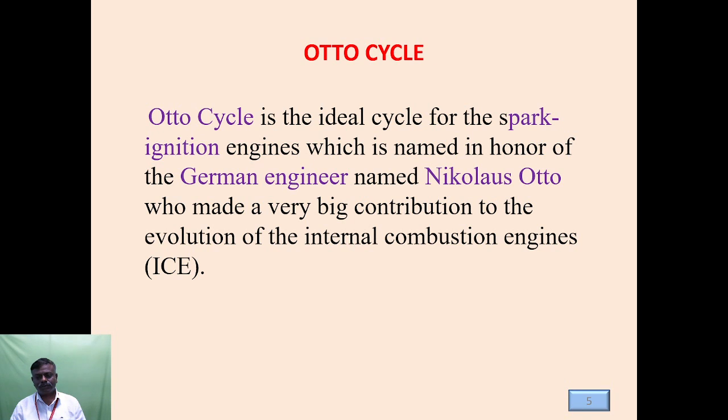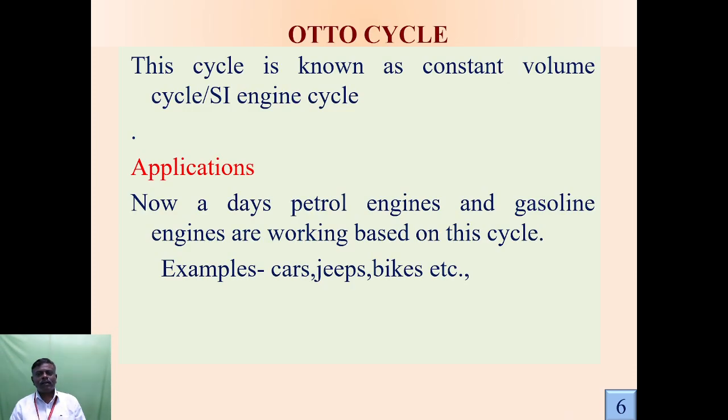Okay, Otto cycle. Now we are going to the content. The Otto cycle is the ideal cycle for the spark ignition engine, named in honor of the German engineer Nicolaus Otto, who made a very big contribution to the development of the internal combustion engine. Also, this cycle is known as the constant volume cycle or SI engine cycle. Applications: nowadays, petrol engines and gasoline engines work based on this cycle. Examples: car, jeep, bikes, etc.